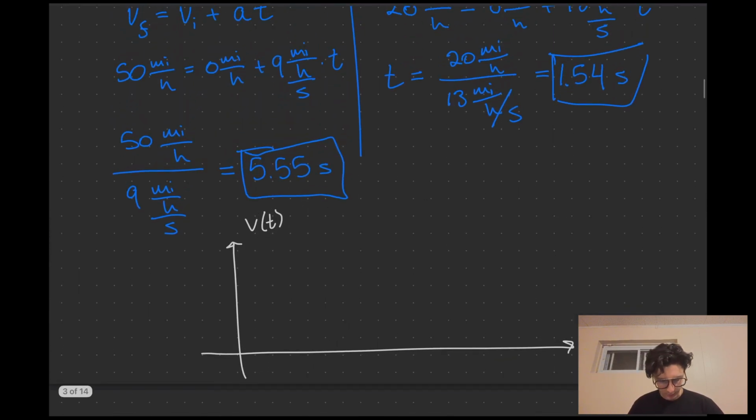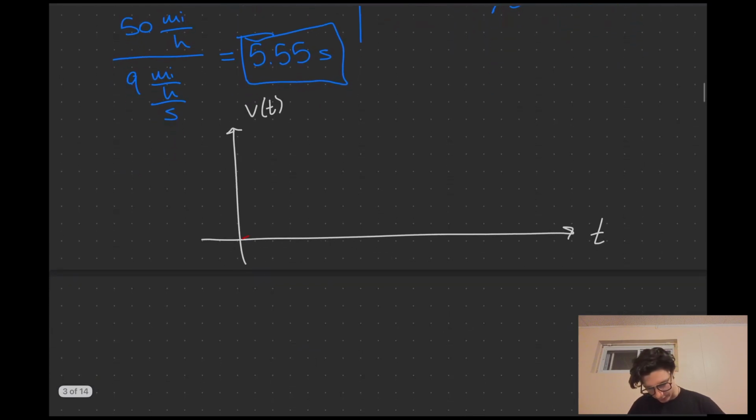So the car starts with a smaller acceleration, so its slope is smaller, and then it reaches a final value over here where its velocity is constant. This final value, you can draw a line all the way to the velocity. This will be 50 miles per hour. This is for the car. And the slope at this part is equal to 9 miles per hour per second. The slope of a velocity time graph is the acceleration.